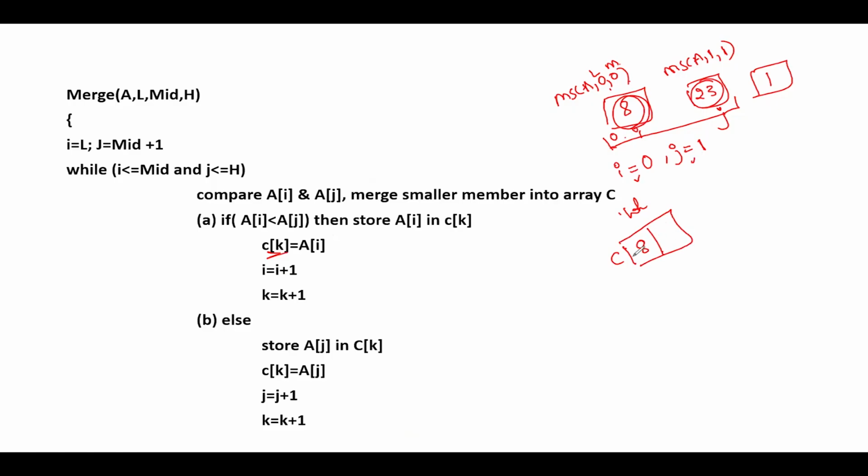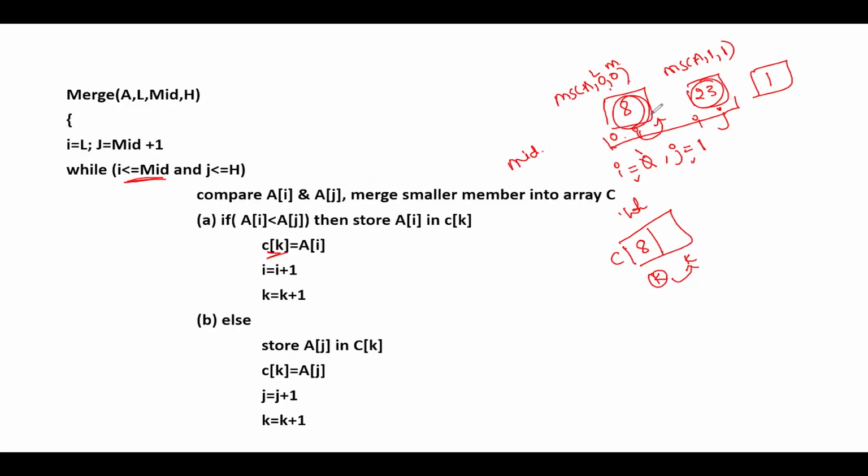The moment I store this, I'm going to simply increment my I value to the next value. Similarly, the K value will be moved to the next value because I want to store the next value here. And then once again, I'm going to check the while loop, while I is less than or equal to mid. Since the mid value is 0 and the I value is 1, this particular condition is not satisfied. Hence, we are going to come out of the while loop.